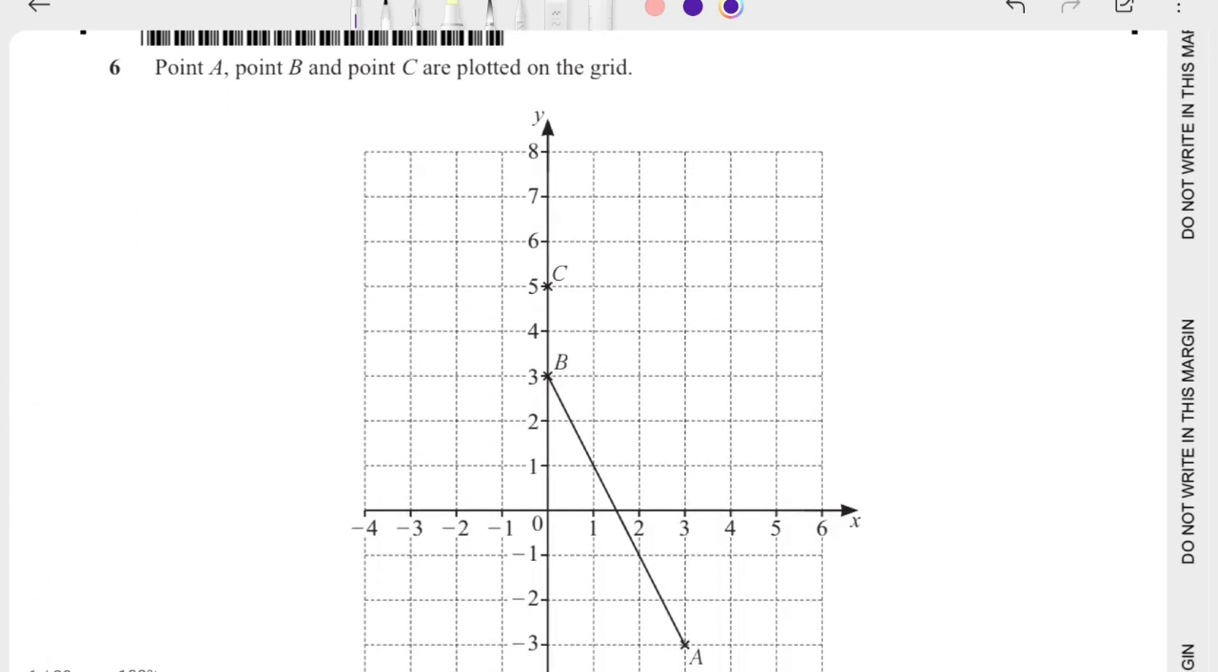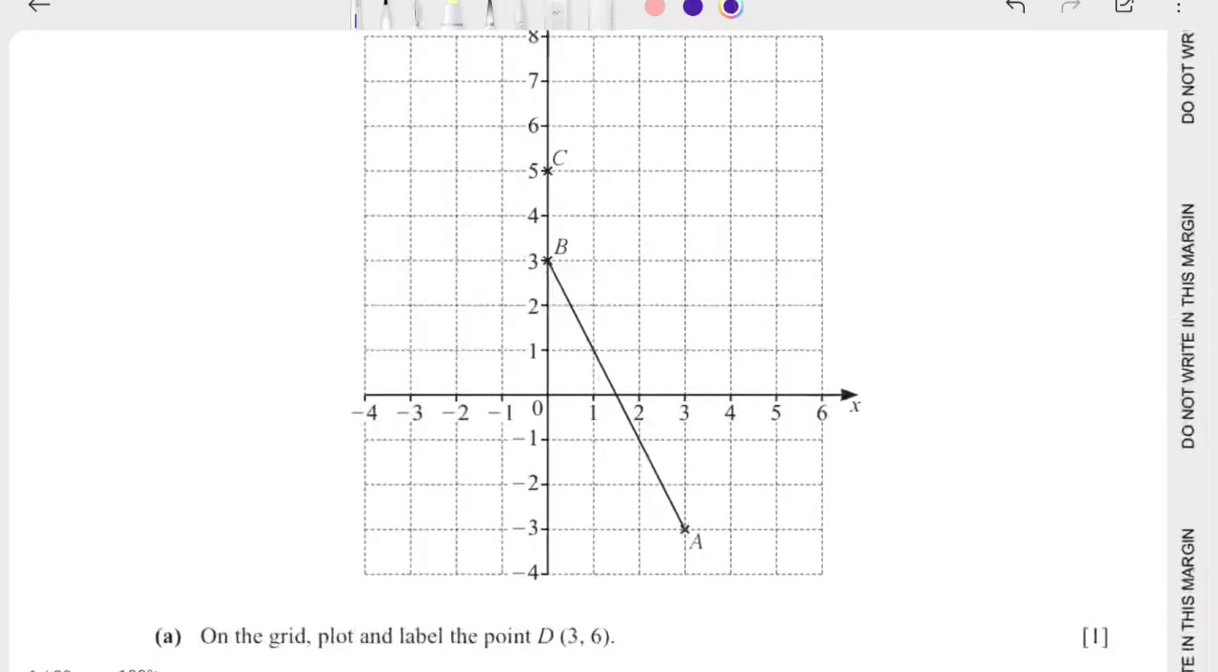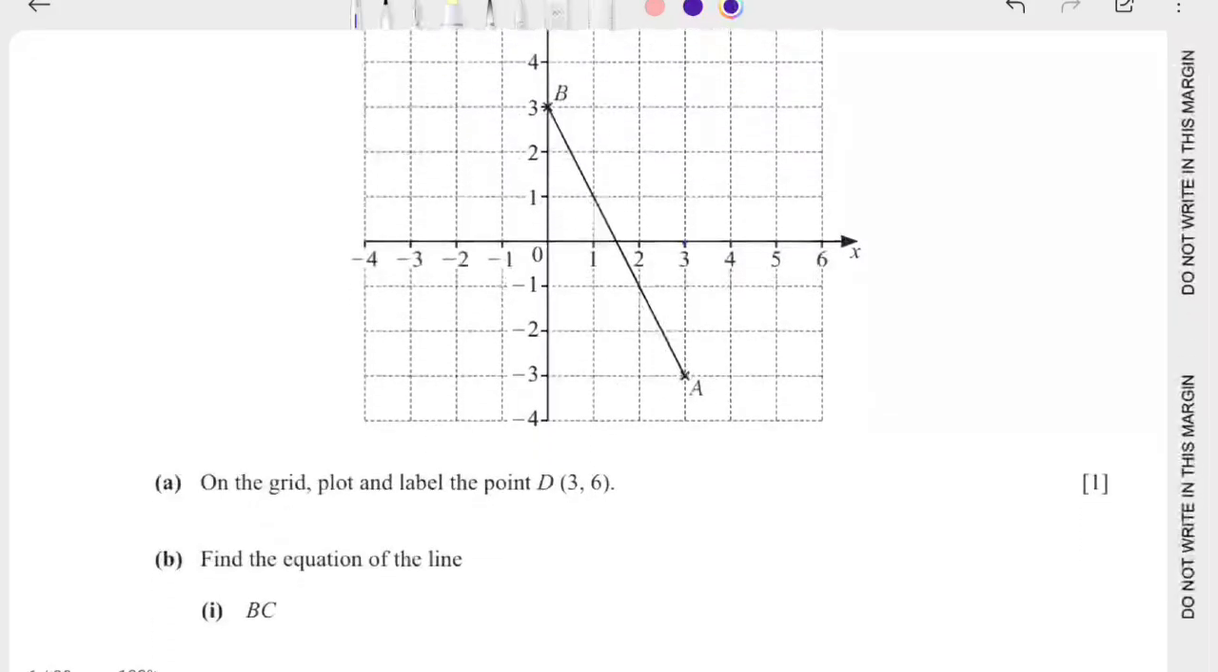Points A, B, and C are plotted on a grid. On the grid, plot and label the point D, that is (3, 6). So it would be labeled here: 3 on the x-axis and 6 here, and this would be D, that is (3, 6). This was a very simple question.